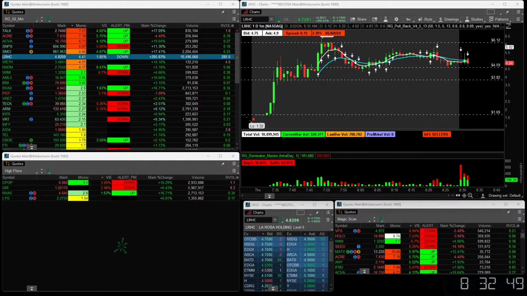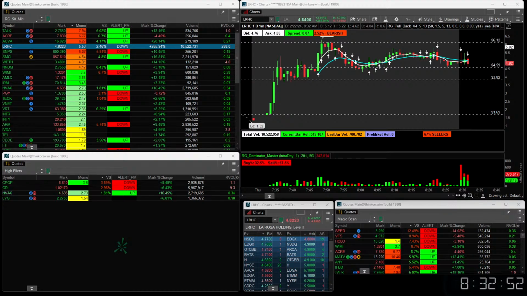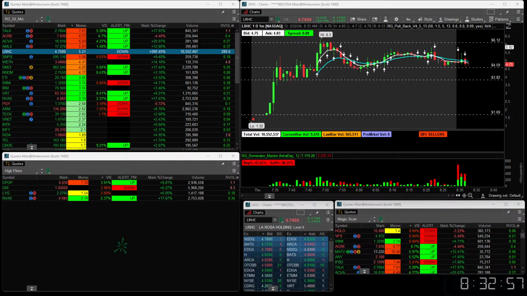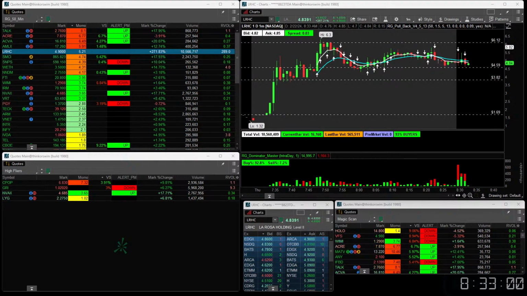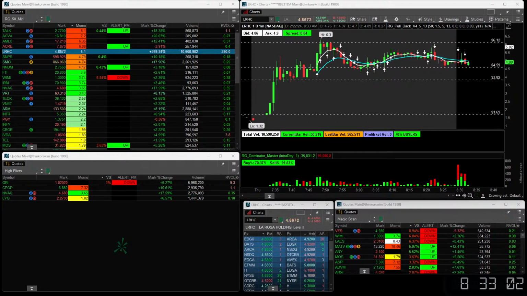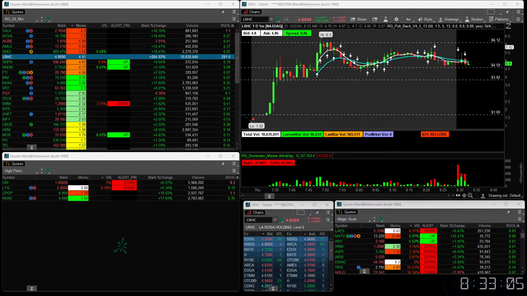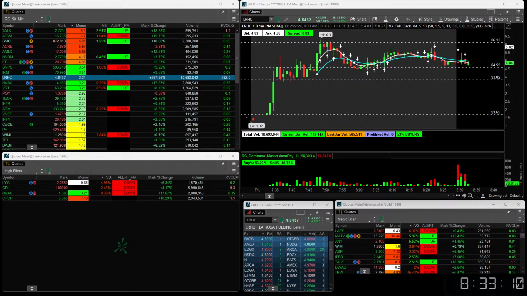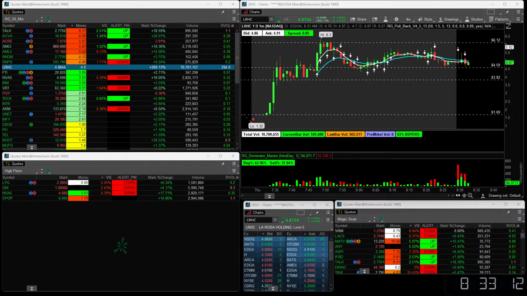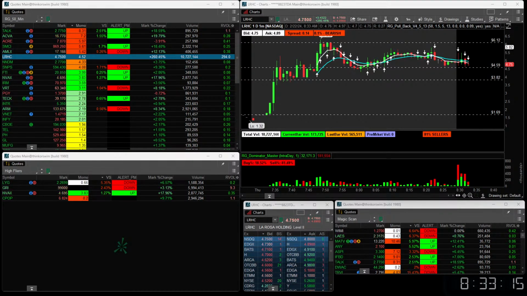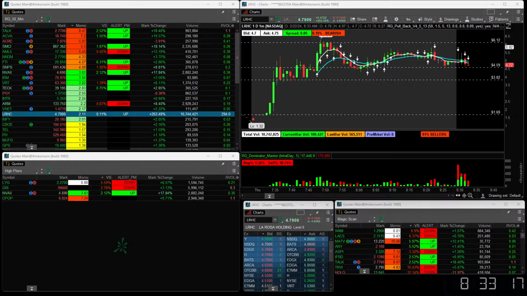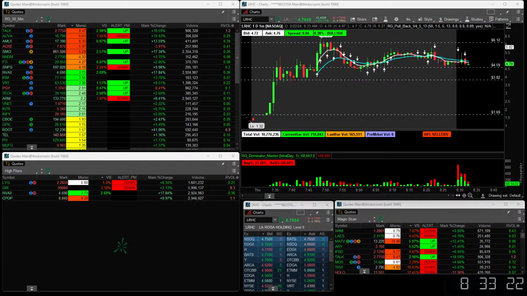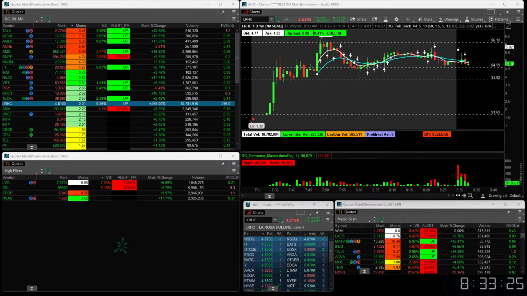The SPY is falling. LRHC pulling back. It has nice volume. They're not driving it down really hard. I'm thinking maybe the sellers will get out of the way here soon.